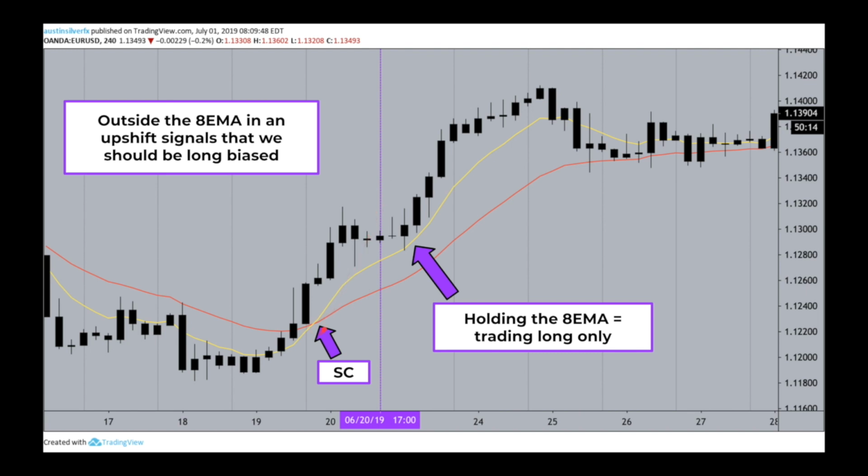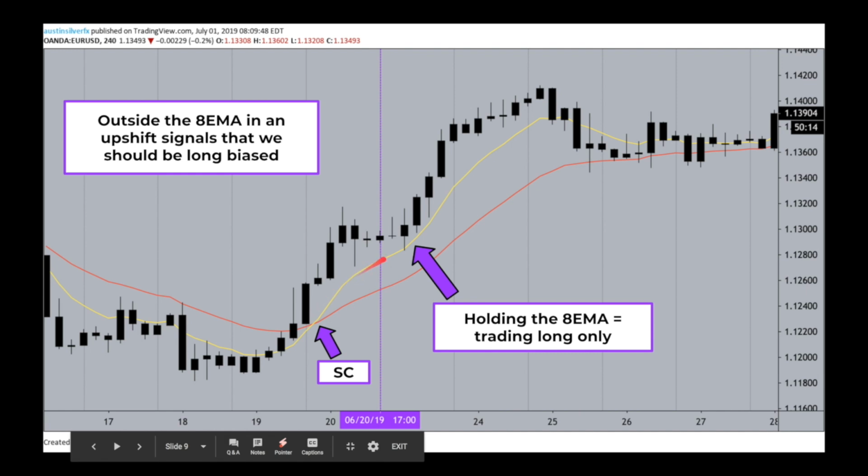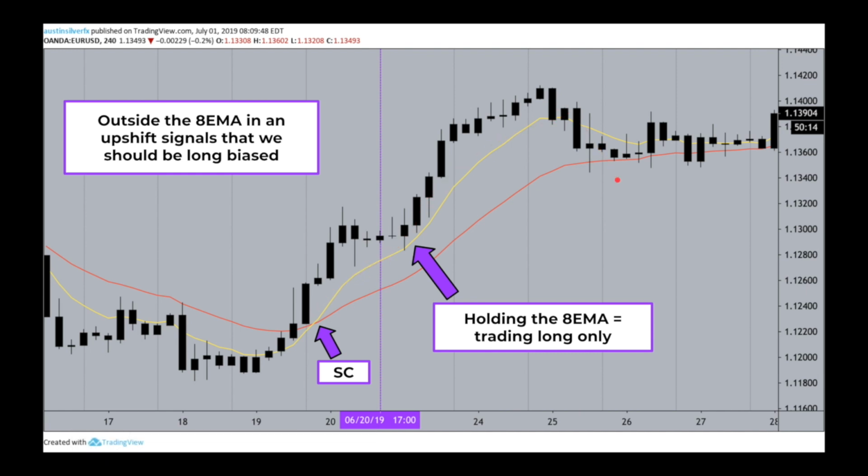You see we had a shift candle right here, right, which put us into an upshift. So after that upshift, and as we hold the 8, doesn't matter how many days it is, you want to continue to be long biased until it reclaims the 8 and tells you that it's either in consolidation, as it did here, or that it's going to continue to the downside and break that uptrend. But notice how none of these bars break the 8 EMA, and the trend doesn't end until it does so.